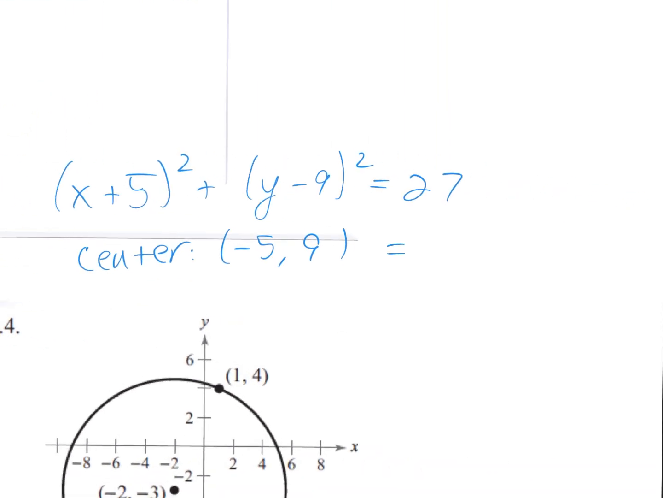And then what is your radius here? The square root of 27, would we leave it as the square root of 27? What does 27 break down into, guys? 9 times 3? So your radius would be 3 square root of 3. How come it's not plus or minus?